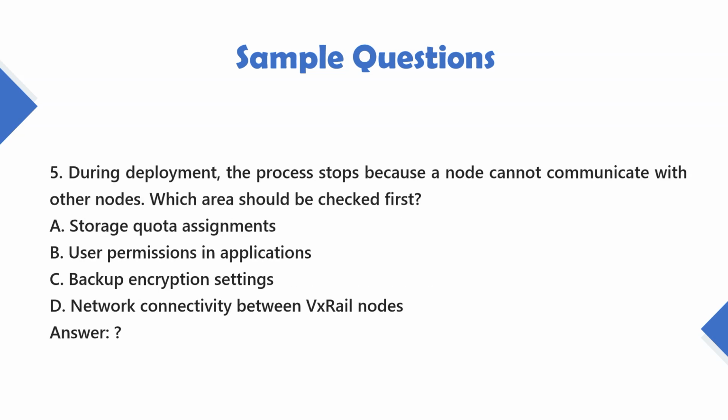5. During deployment, the process stops because a node cannot communicate with other nodes. Which area should be checked first? A. Storage quota assignments. B. User permissions in applications. C. Backup encryption settings. D. Network connectivity between VxRail nodes.